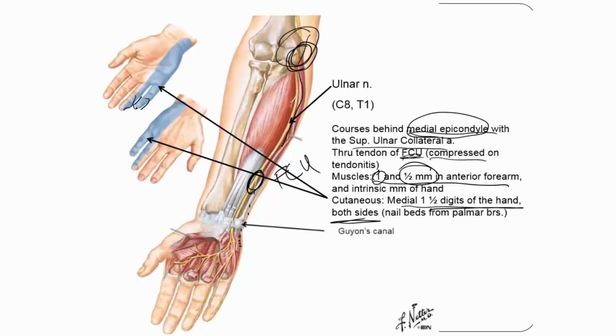Same situation. There is a region called Guyon's tunnel, and that tunnel or canal is where the ulnar nerve will course as it goes across the wrist. Not usually the problem that you have with carpal tunnel. And the reason is there just aren't as many things in that particular location that can cause damage to or compression to the nerve at that location.